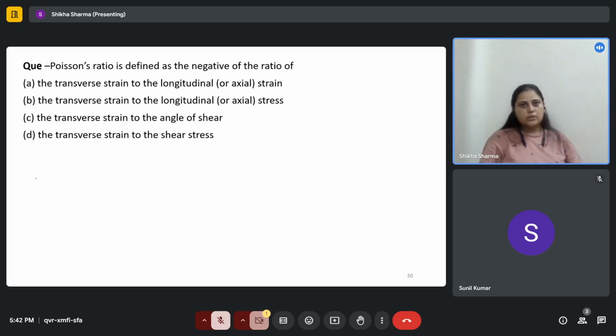Now, Poisson's ratio is defined as the negative of the ratio of transverse strain to the longitudinal strain, transverse strain to the longitudinal stress, transverse strain to the angle of shear, transverse strain to the shear stress. So this is just the concept, this formula, that Poisson's ratio is basically the negative of the ratio of, very simple question.